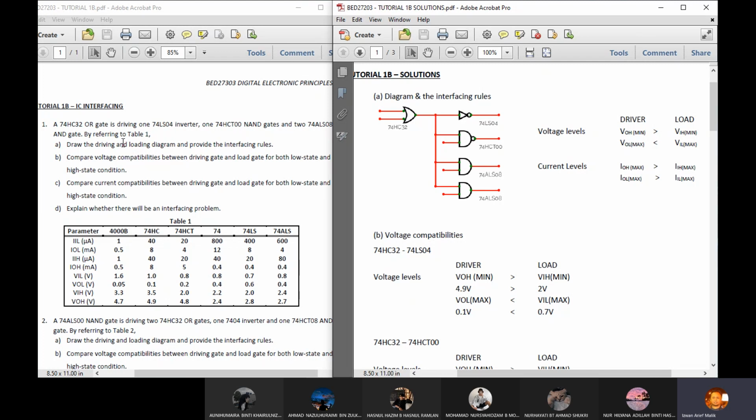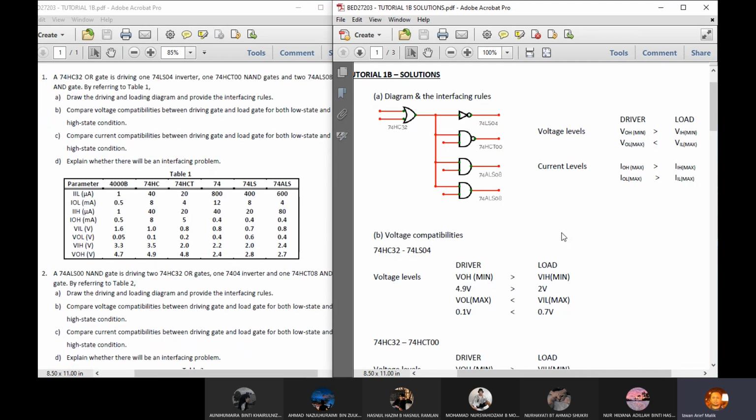From my tutorial here, we have two questions. I use these two questions as examples to make sure that you understand how to relate the topic that you have learned and the solution that you should be able to achieve, especially in the final exam. Let's look at the first one.